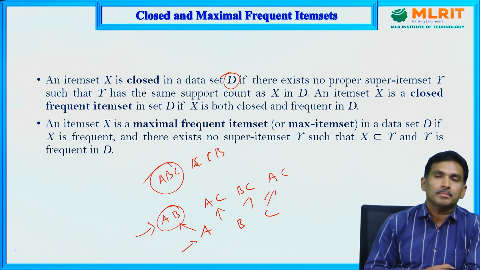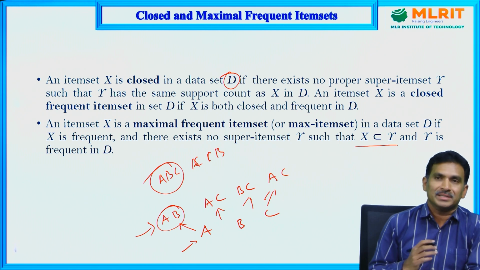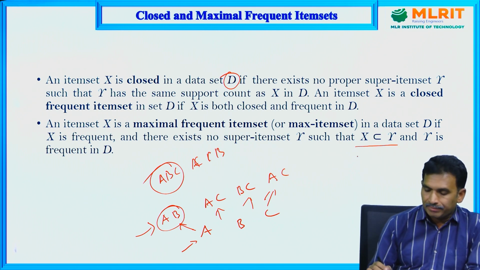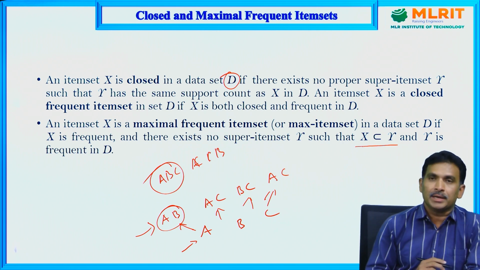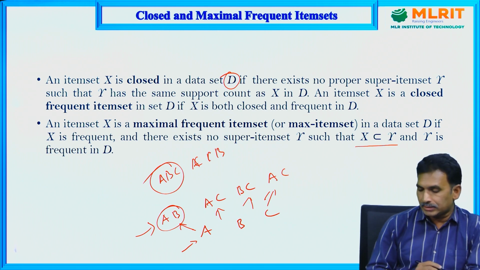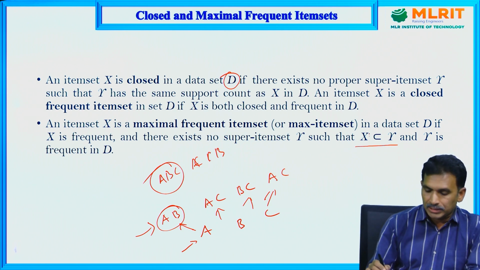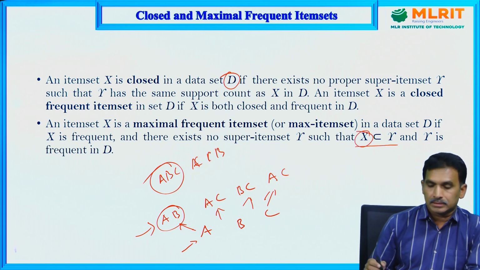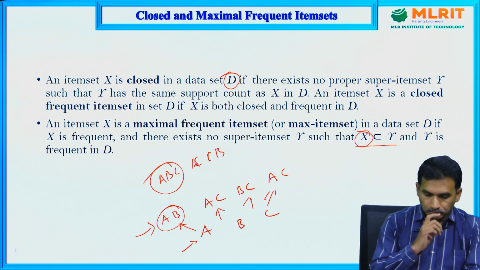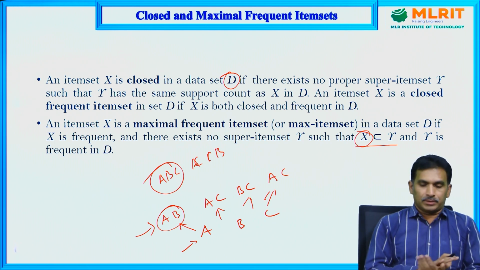What do you mean by the proper subset? Here X is a proper subset of Y. What does it mean? That means every item in X will also appear in the item set Y, but at least one item in Y does not appear in item set X. So then Y is called a proper super item set.